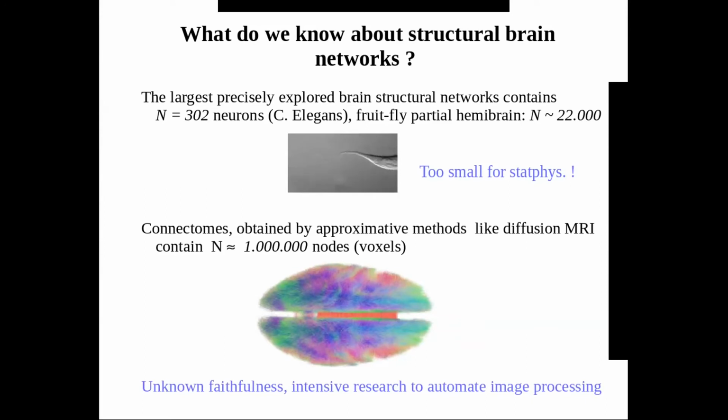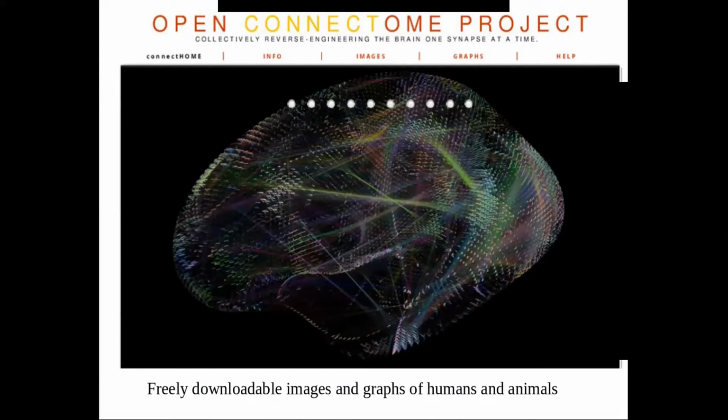There is a disadvantage that these connectomes have unknown faithfulness, and intensive research is going on to automate image processing. But there was a very recent comparison, which I have found, which showed that these DTI MRI connectomes are not so bad if they are compared with some more exact methods. So these large connectomes were collected in the so-called Open Connectome project, which is unfortunately finished, but the repository is still there. And from here you can download images or graphs of humans and animals. And we downloaded some of them some years ago.